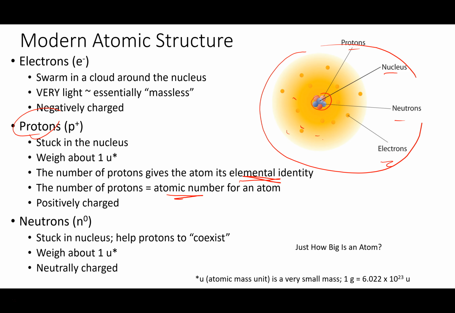Mass number, I don't see it on here, but mass number is equal to the number of protons plus the number of neutrons. So mass number is always going to be an integer. You count protons plus neutrons.